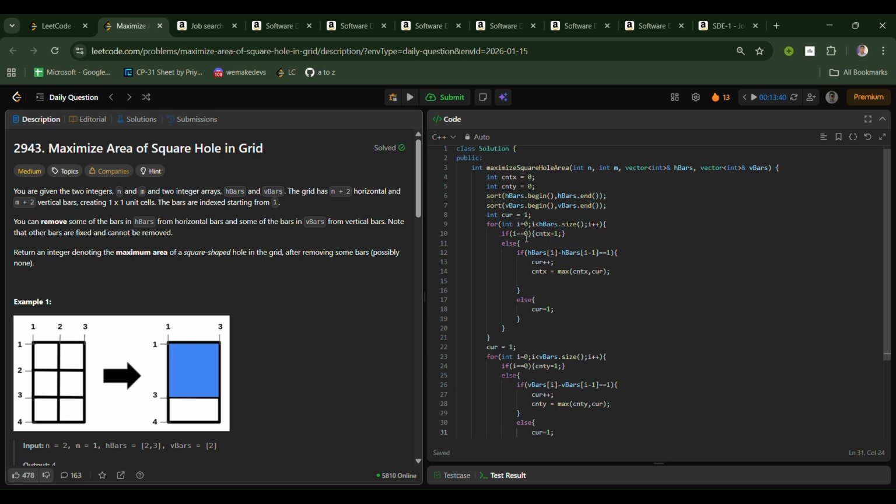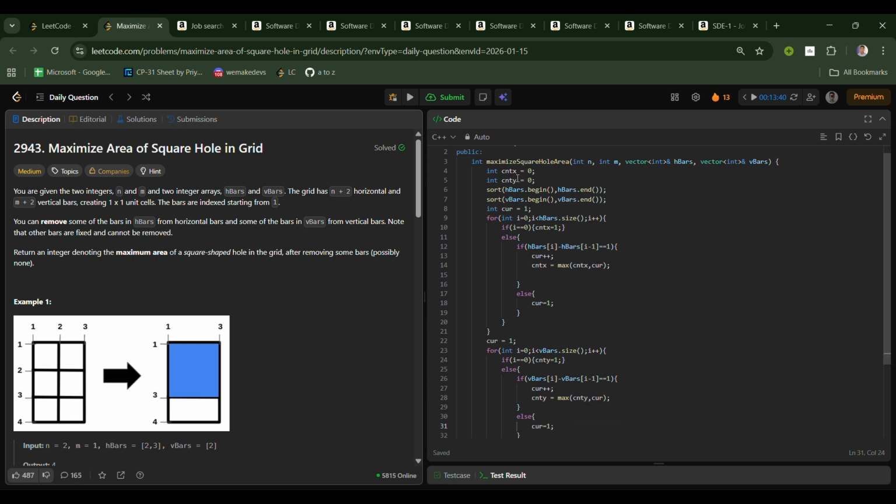And here is the solution part: this is the count x, count y. First I have sorted both of these arrays, that is h bars and v bars. Then I have taken current equal to 1. First I am iterating through the h bars. As you can see, if i is equal to 0, count x is equal to 1. One important point, the base case that I am putting here is that if there is no line removed, then we can simply say that we can at least get a square of size 1.